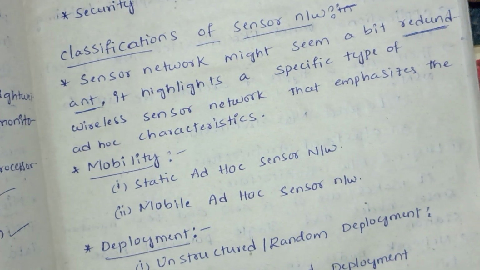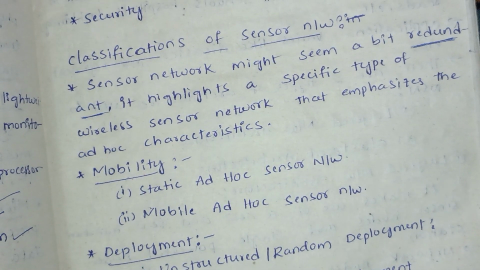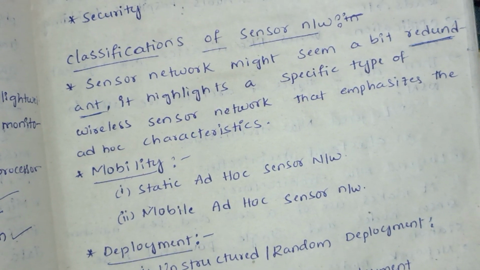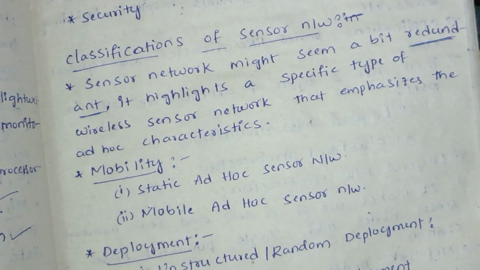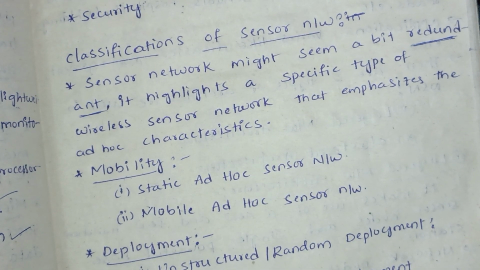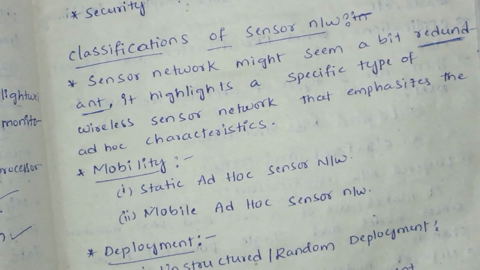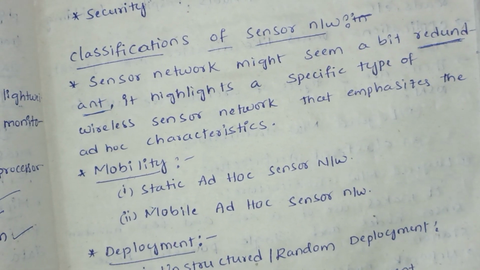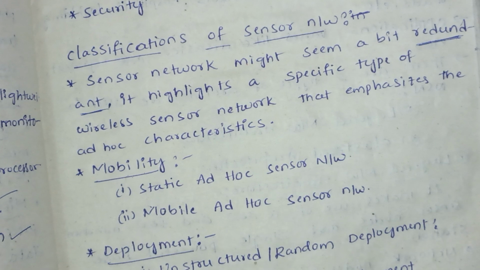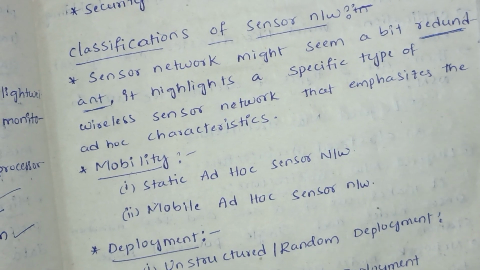Mobility. What is mobility? Static ad hoc sensor network. So in mobility, the network is static. There is no change, right? And mobile ad hoc sensor network. That is nothing but the mobility. Mobility is a classification of sensor network.